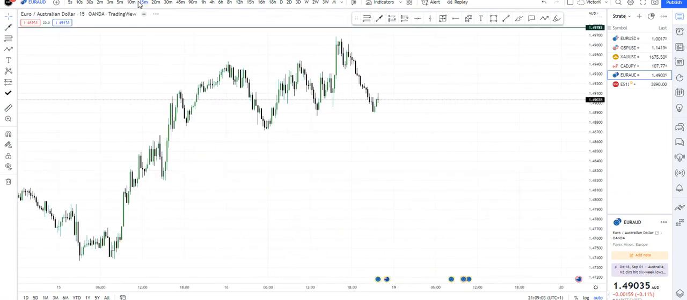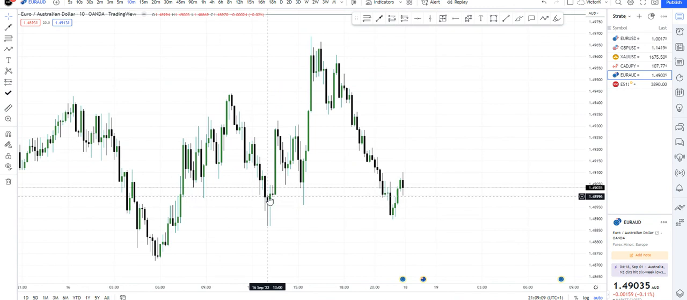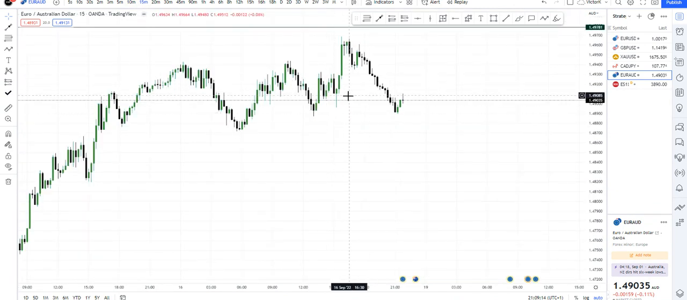So I entered this trade at this area right here. You can see that on the 15-minute chart we have, okay, let me just go down to the 5-minute chart.